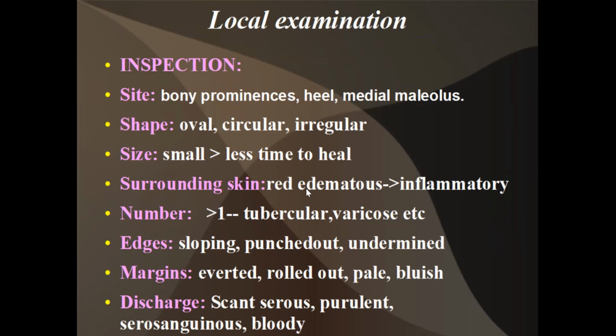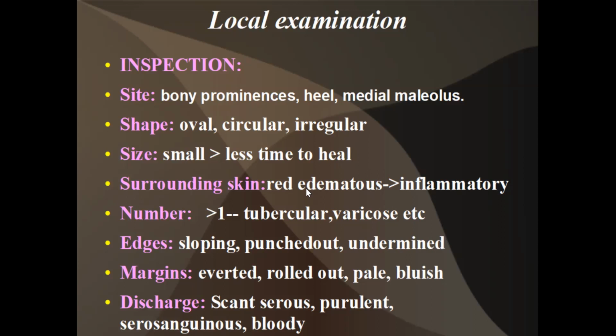If it is present over the bony prominences, or on the heel, or on the medial malleolus. In the bony prominences, mostly ulcers are pressure injuries. On the heel and the head of the first metatarsal, they are diabetic foot ulcers, and on the medial malleolus they are varicose ulcers or venous ulcers. The shape of the ulcer gives a clue about the etiology: oval, circular. Oval ulcers are mostly because of syphilis. Syphilitic ulcers are oval in shape, circular ones are tubercular, and irregular ulcers are because of any malignancy or any laceration.